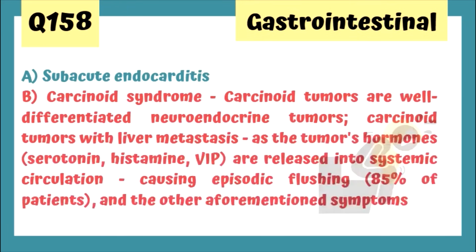Carcinoid syndrome. Here we have the carcinoid tumors, which are well differentiated neuroendocrine tumors, and when they go with liver metastasis, it's known as a carcinoid syndrome. And the serotonin and histamine produced by the tumor are released into the systemic circulation, causing episodic flushing, which is seen in 85% of patients, and the other aforementioned symptoms.